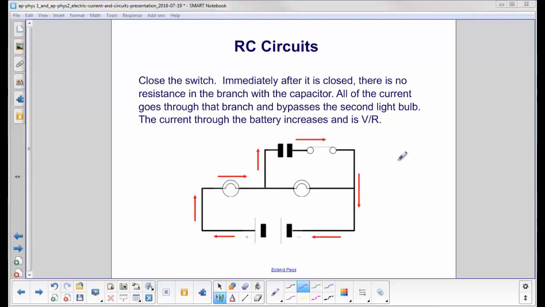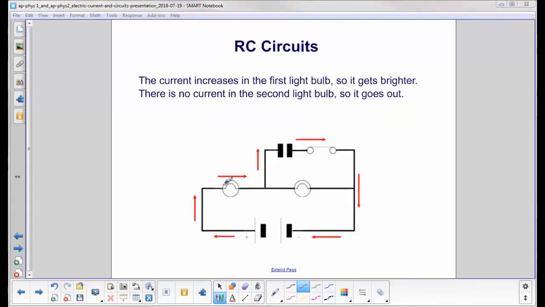So what happens to the current coming out of the battery when we close the switch? Well, current, of course, is Ohm's law, V over R. This light bulb is not in the circuit, so the only resistance we have here, current is V over R. So what happens is we have more current coming out of the battery, and this light bulb here will get brighter. The current will increase in the first light bulb, so it gets brighter. But none of the current is going through this light bulb now, so it goes out.